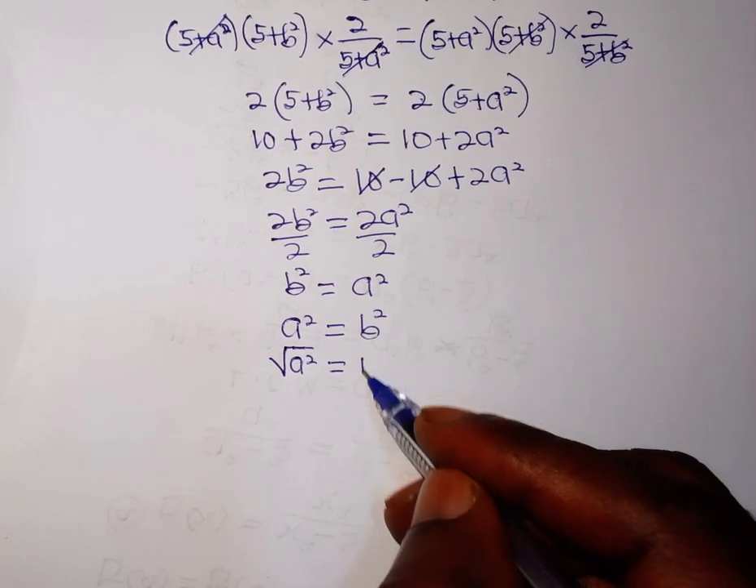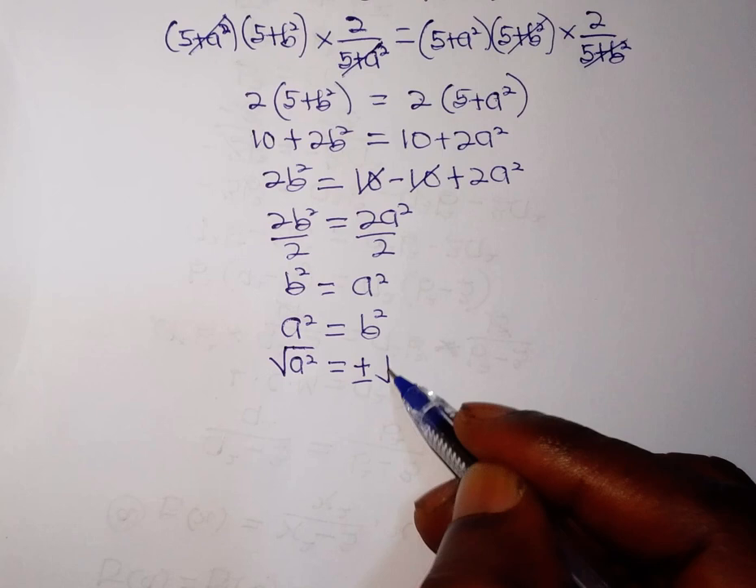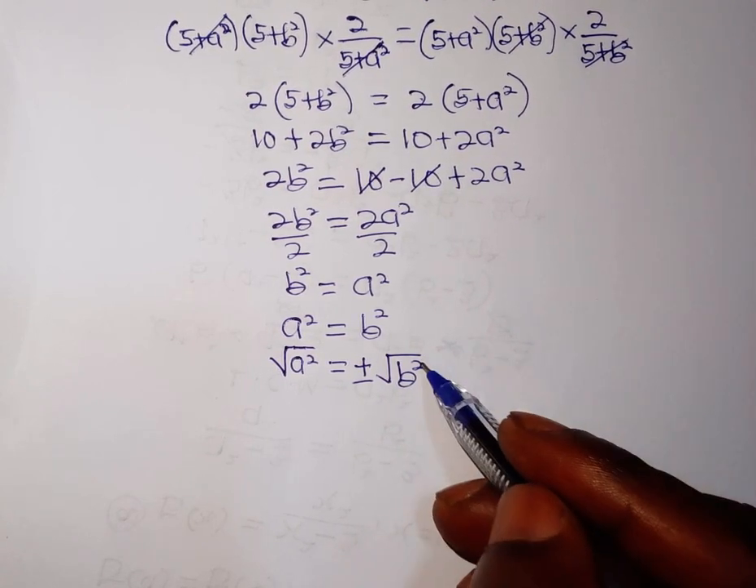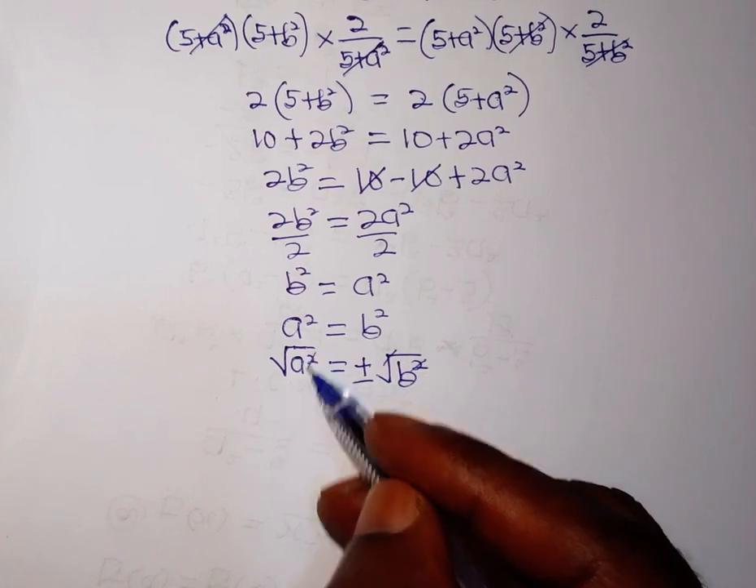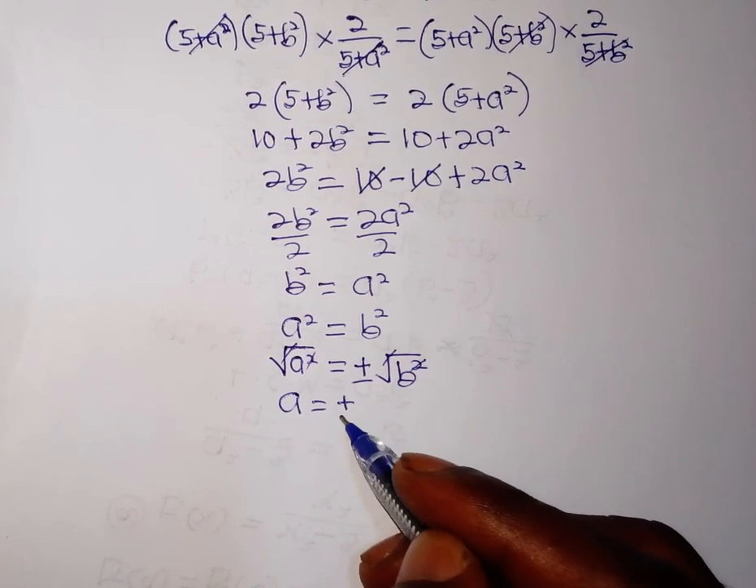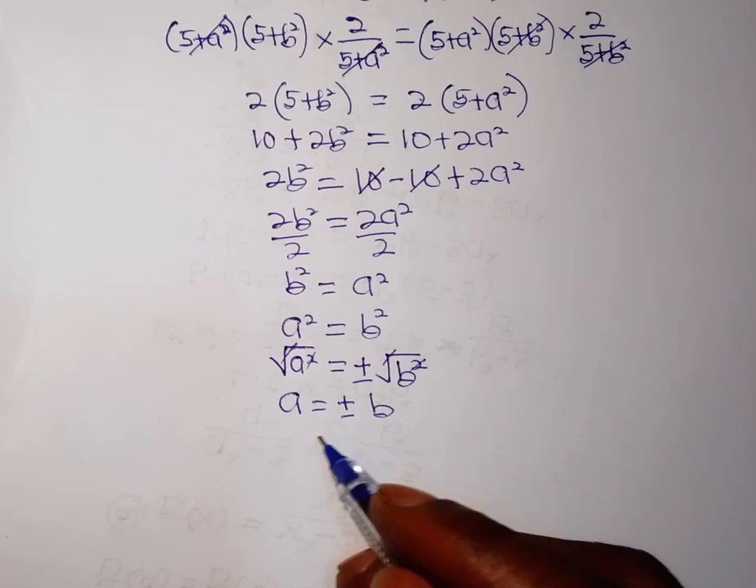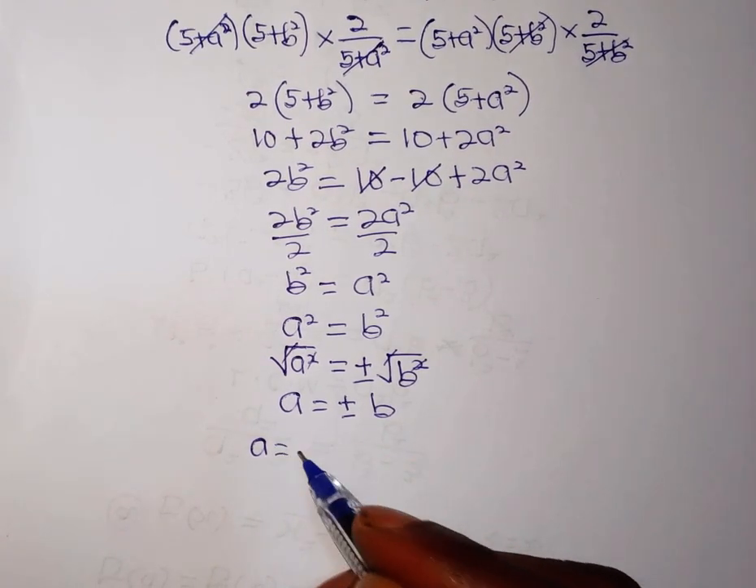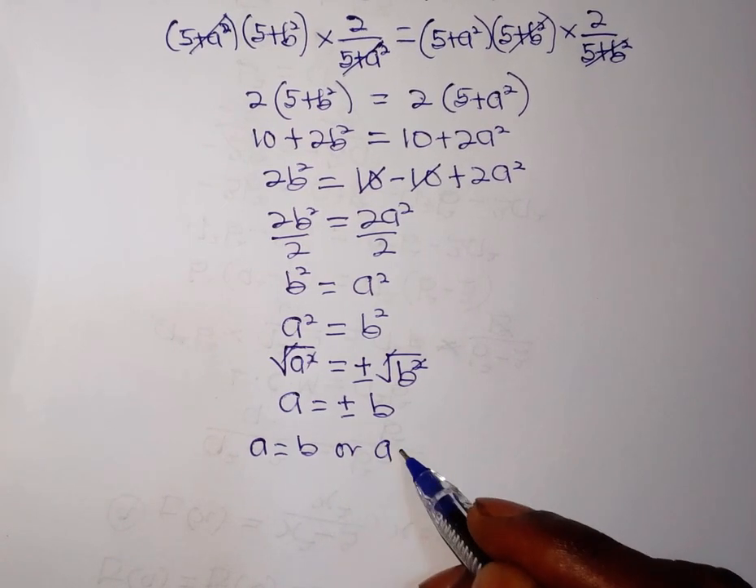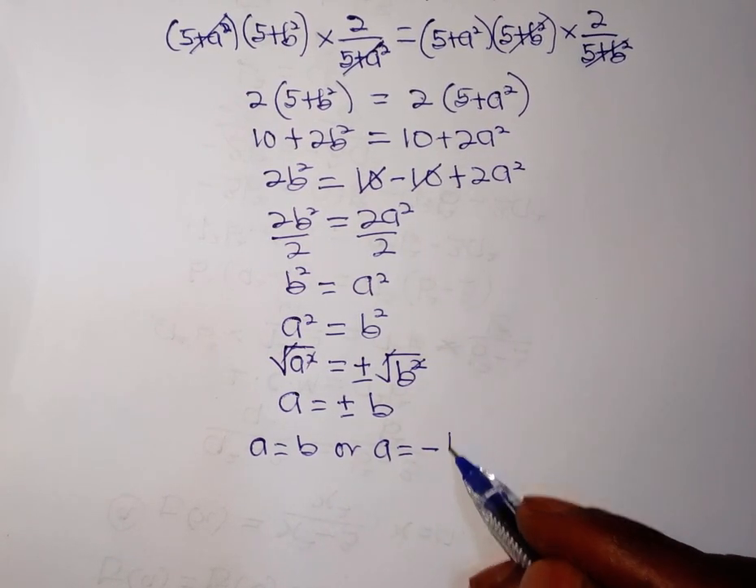All right, which gives me plus or minus the square root of b squared. This one will go, this one will go. Then we have a is equal to plus or minus b, which suggests that a should be equal to positive b or a should be equal to negative b.